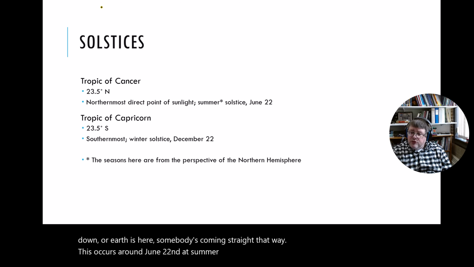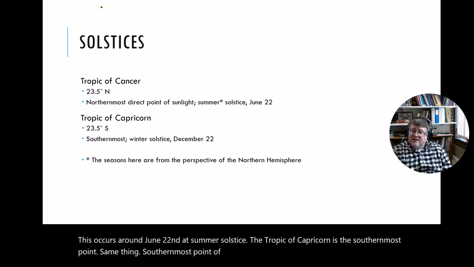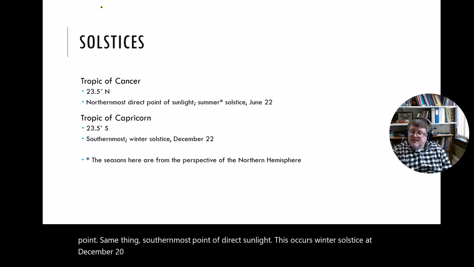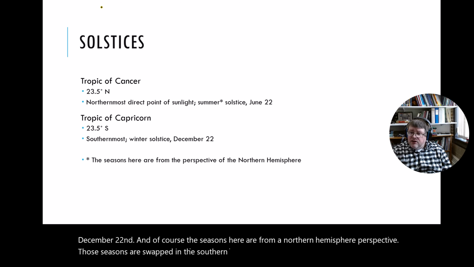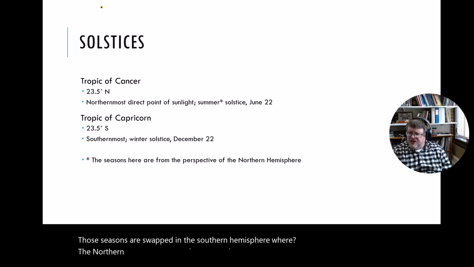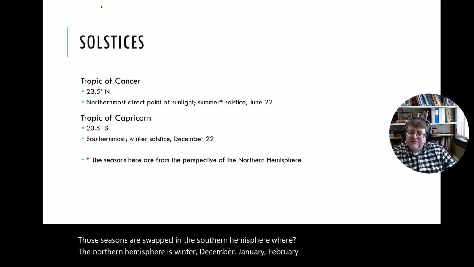The Tropic of Capricorn is the southernmost point, same thing, southernmost point of direct sunlight. This occurs at winter solstice, December 22nd. And of course, the seasons here are from a northern hemisphere perspective. Those seasons are swapped in the southern hemisphere, where the northern hemisphere is winter, December, January, February is summer in the southern hemisphere, and vice versa.